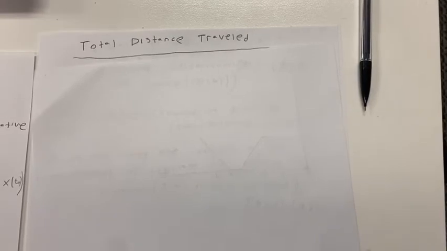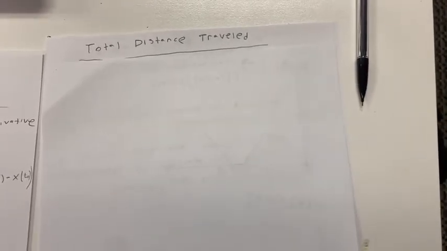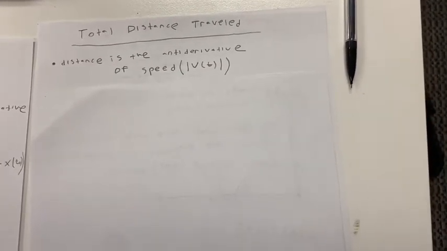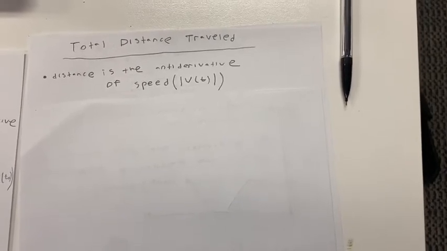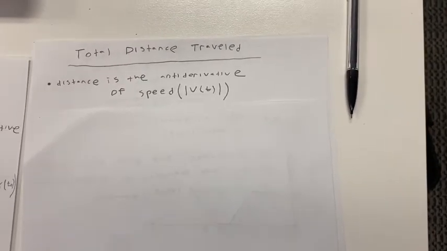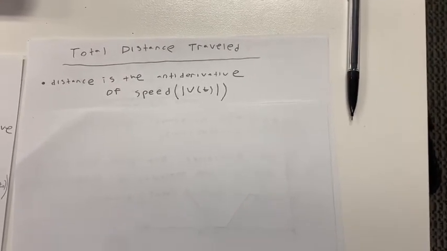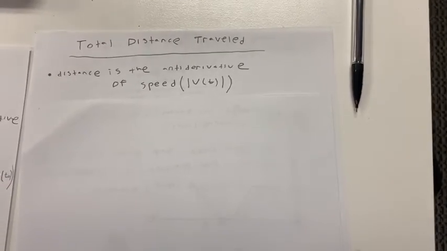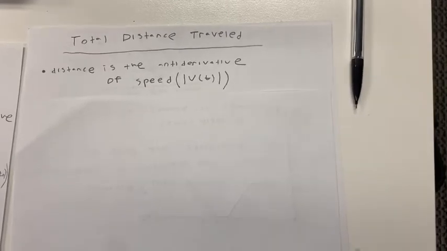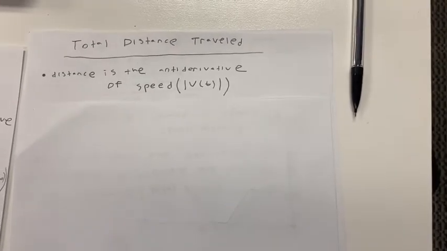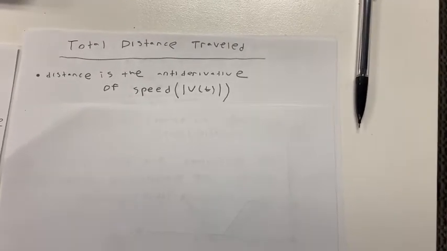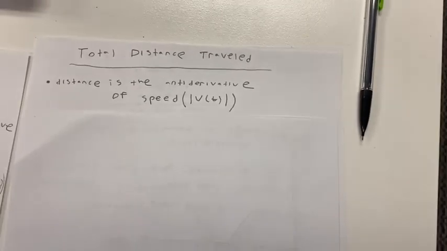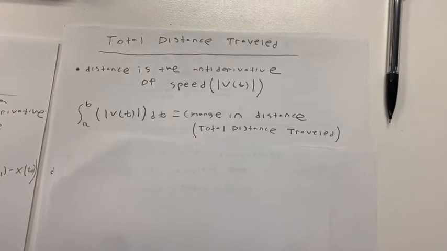So total distance traveled is really the change in distance. And distance is the antiderivative of speed, and speed is the absolute value of velocity. So therefore, speed is the derivative of distance. And as we see with the fundamental theorem of calculus, you can use the derivative of a function to calculate the change of the function. So that's exactly what we're going to do here.